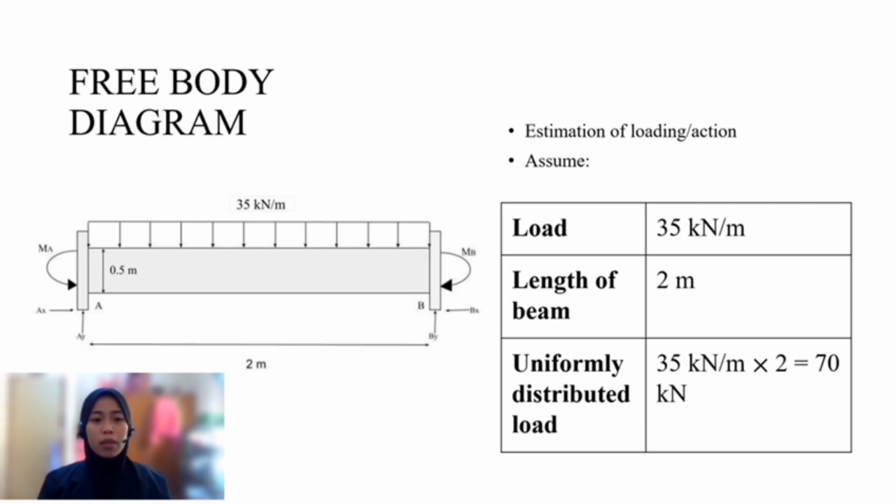This is the free body diagram of the beam. Estimation of loading or action on the beam. Assume that the load is 35 kN per meter. Length of the beam is 2 meters. Thus, the uniformly distributed load on the beam is 70 kN.